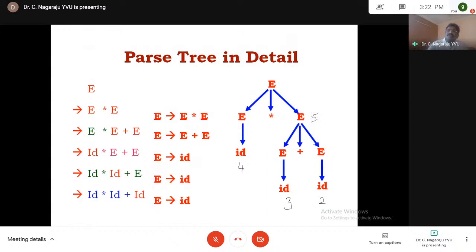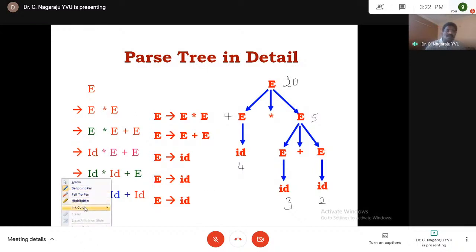That means this tree is reduced, and here 4 is an ID, and E is replaced with the 4, and next 4 into 5, so that is equal to 20. It will evaluate to 20. That expression will be evaluated like this, right?